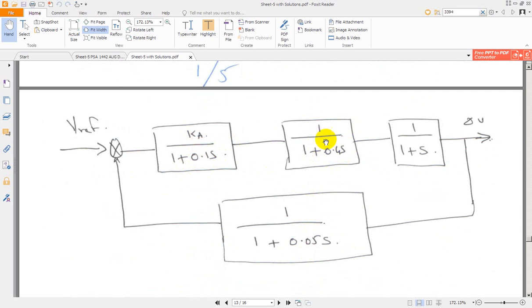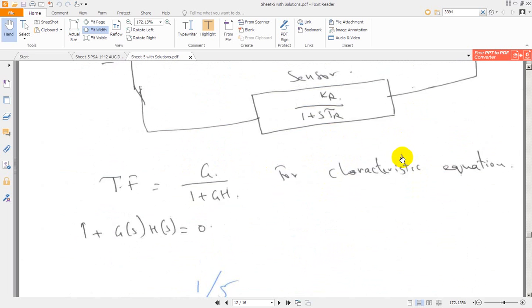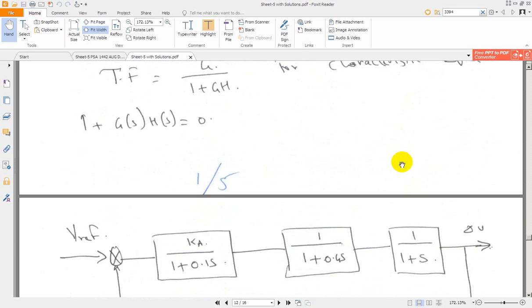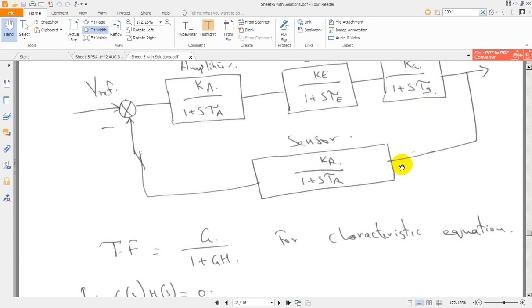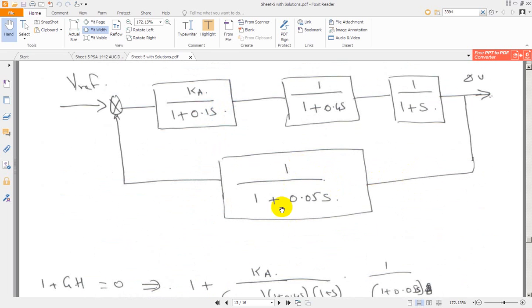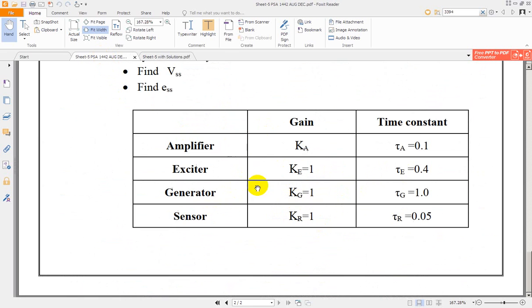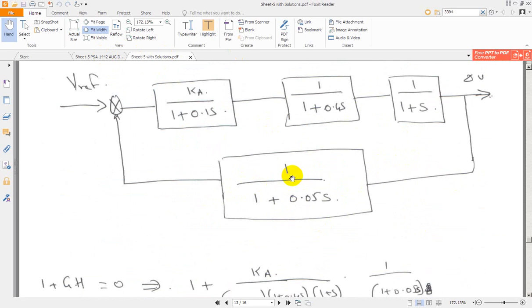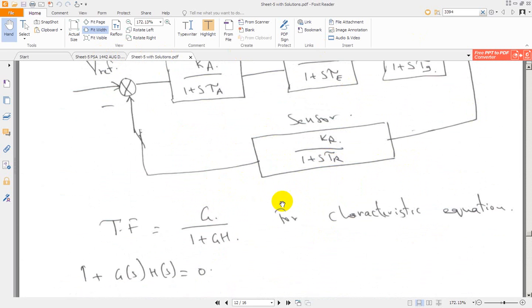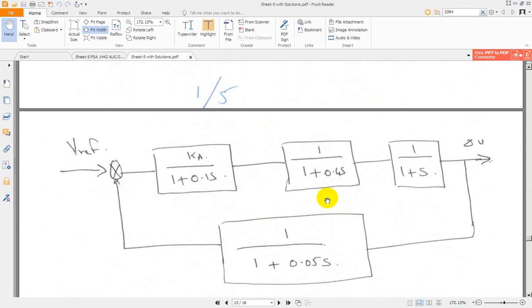Tau A, KG, tau G, and then we have KE, tau E, KG, tau G, and the sensor values. After substitution, it is given in this tabular column. From these values, after substitution in this block diagram, we will get this block diagram.